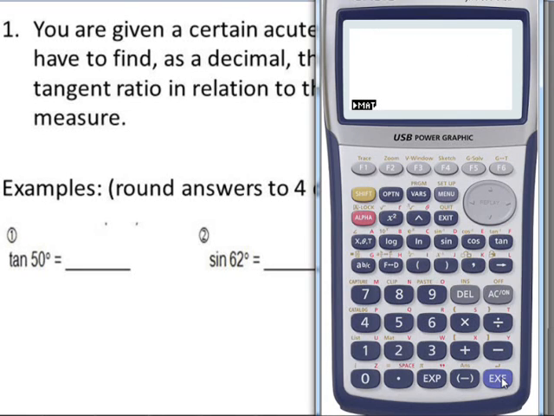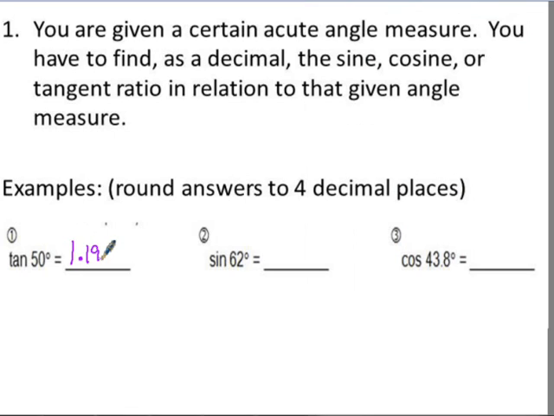So the first one, it's just tangent of 50. All I have to do is push tangent 50, enter. And that's it. The directions say to round it to 4 decimal places, so that would be 1.1918. It's just that easy. Pause the video right there. Get answers for 2 and 3. Go. All right, so there are the correct answers for number 2 and 3. Hopefully you got those with little to no problem.